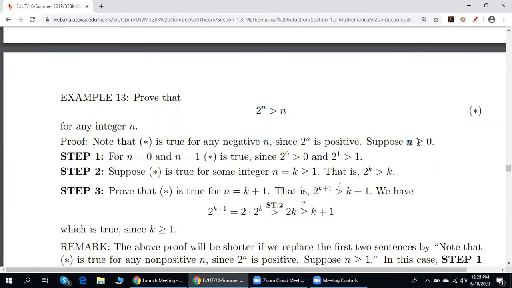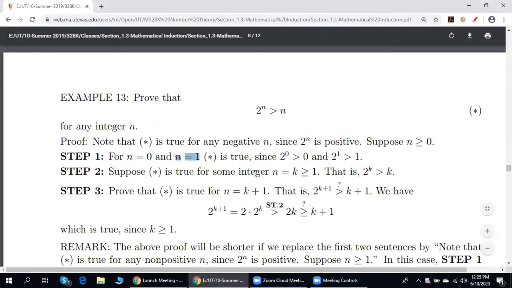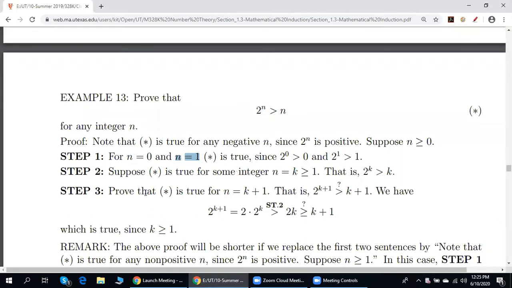Now, suppose n is non-negative. Suppose n is greater than or equal to 0. We will use induction in order to prove that this is true for n greater than or equal to 0. For the first time, we have to show that this is true for two values of n, for n equal to 0 and n equal to 1. This will be explained in a moment. We will understand it when we discuss step 3.